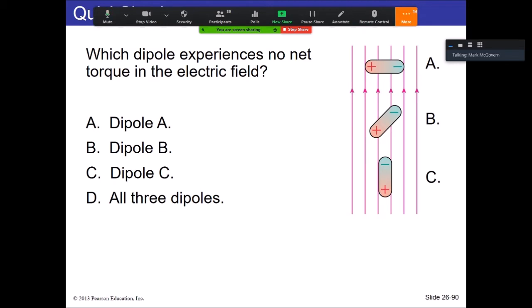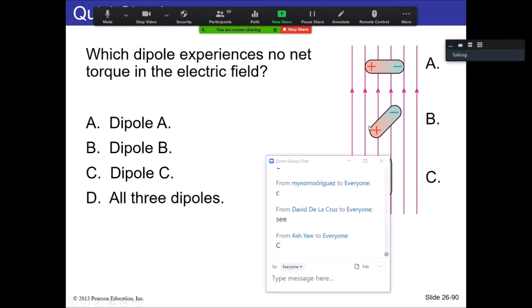What's the day today? The 9th. I got my dipole stuff. All right, that's good. Okay, fantastic. Oh, we're quick. C, huh?